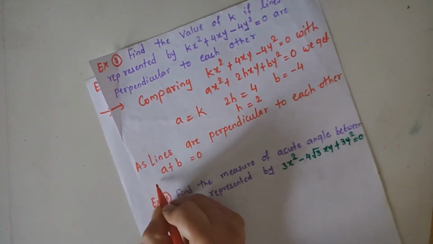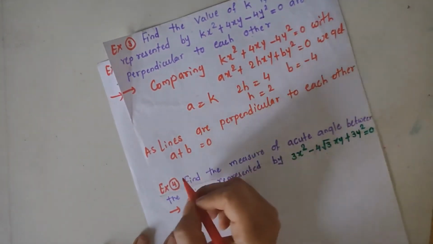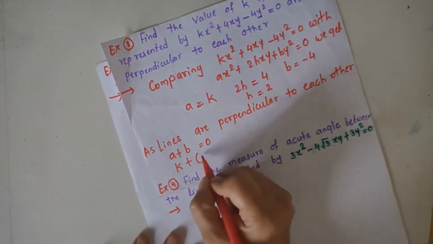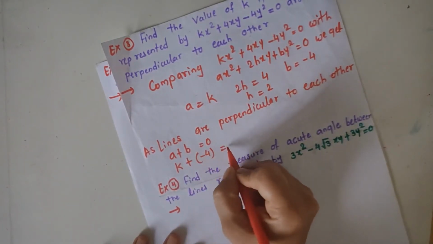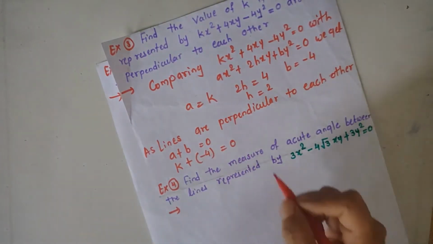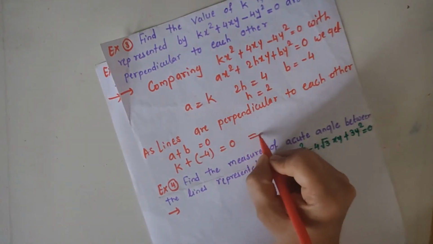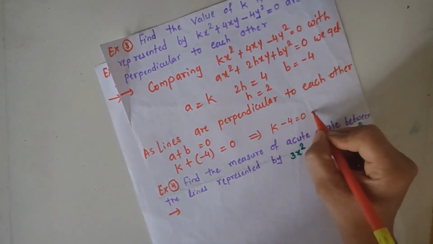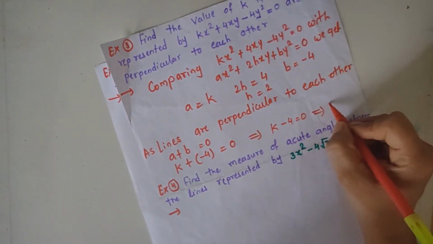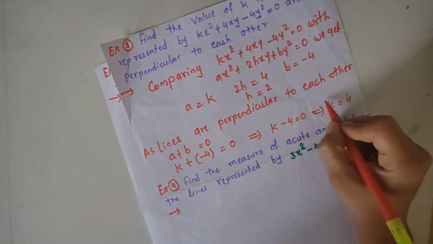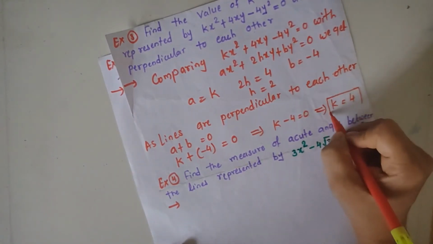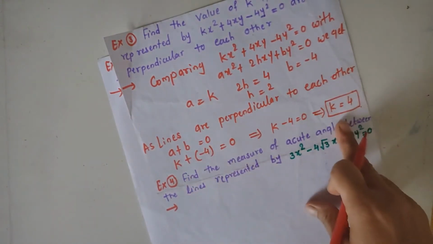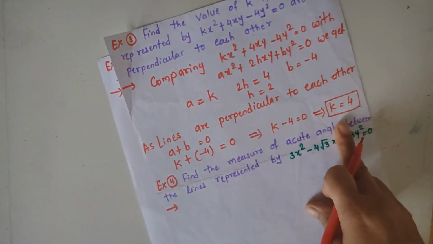So this implies that a plus b, that is a is k and b is minus 4, so k plus minus 4 is equal to 0. That is, k minus 4 is equal to 0, and so we get k is equal to 4. So a plus b is equal to 0, then we get k is equal to 4.